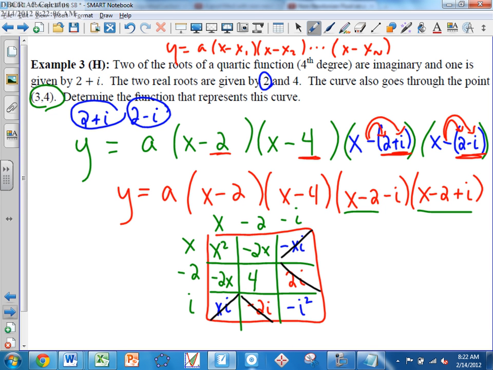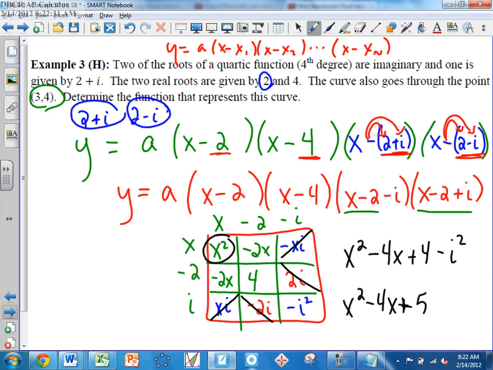Let's combine like terms. I've got the x squared over here. That comes from this portion. I've got negative 2x and negative 2x, which is negative 4x. I've got a plus 4. And then I've got a minus i squared, which is positive 1. So 4 plus 1, simply 5. Very good. So this is the quadratic where those roots came from.